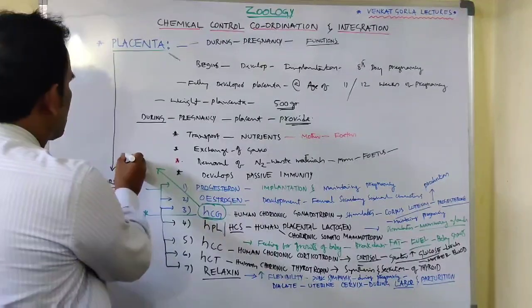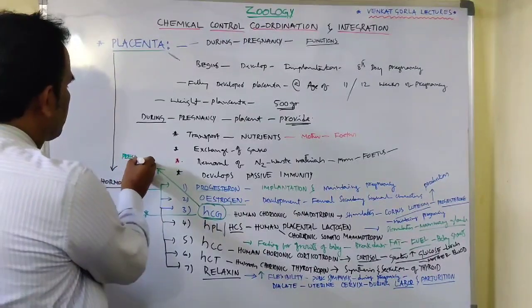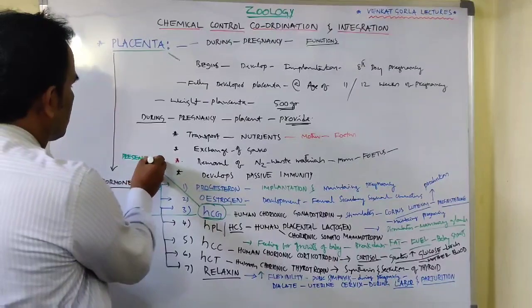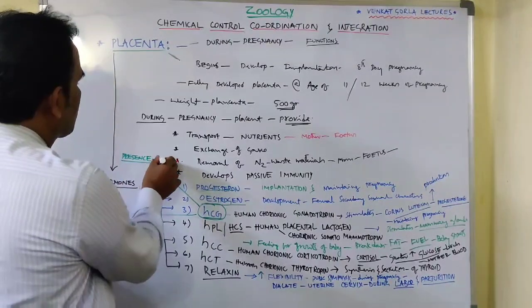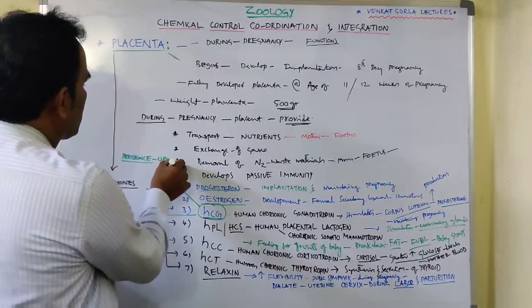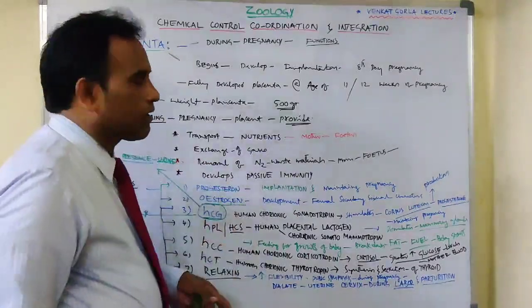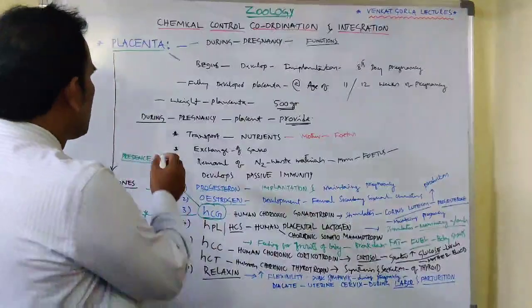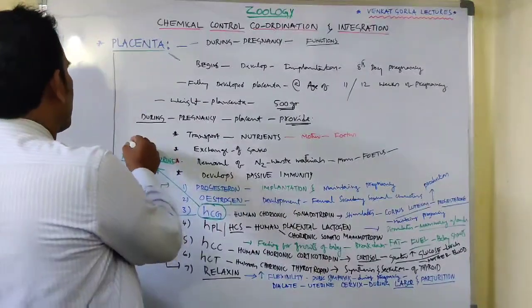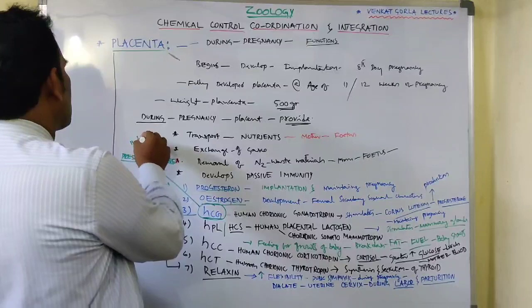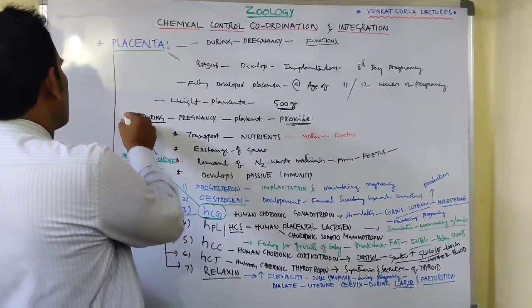Presence of HCG in urine, presence of human chorionic gonadotrophin in the urine, indicates pregnancy.